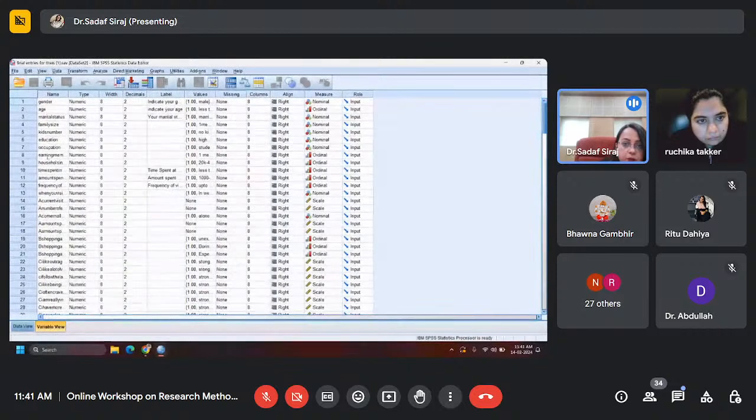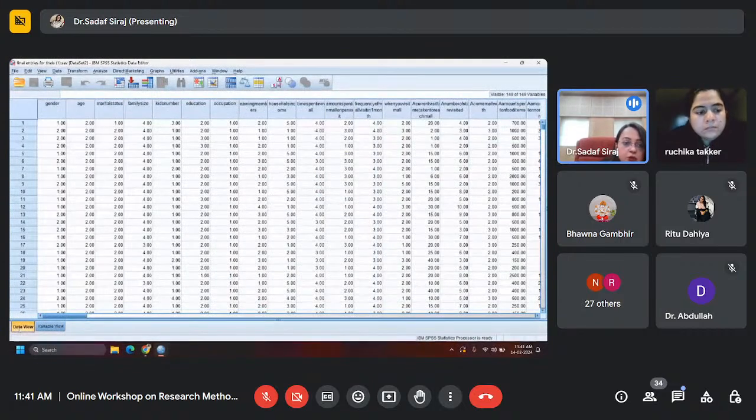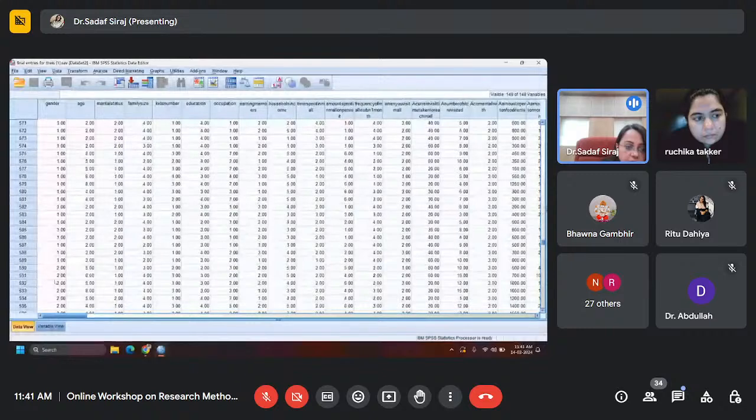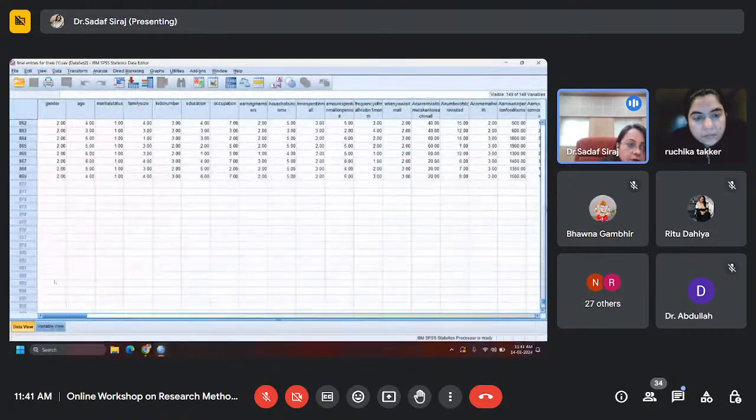So first the variable view was created, and then if you have a look at the data view, this is a huge, huge data that you can see. So if you just try to scroll it down, this is the sample size for this particular study. The sample size of this study was running into hundreds. How many? We have got 869. So the sample size for this particular study was 869.